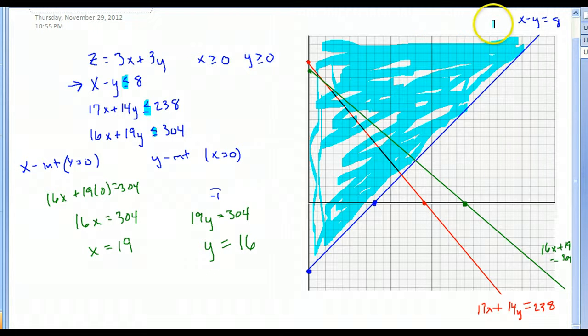So that's a way you can do it without having to worry about the sign of y and flipping the order symbol and all that stuff. Just, if the origin doesn't fall on your line, use the origin to determine which way you shade.